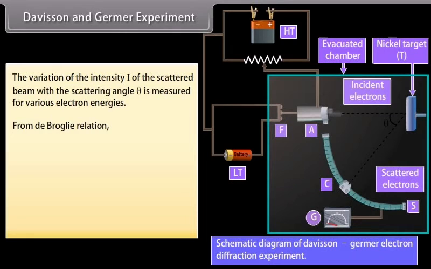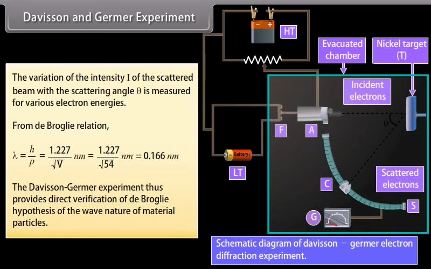For these electrons accelerated through a potential difference of 54 V, lambda equals h by p, which equals 1.227 by square root of V nanometer, which equals 1.227 by square root of 54 nanometer, which equals 0.166 nanometer. The Davisson Germer experiment thus provides direct verification of the de Broglie hypothesis of the wave nature of material particles.